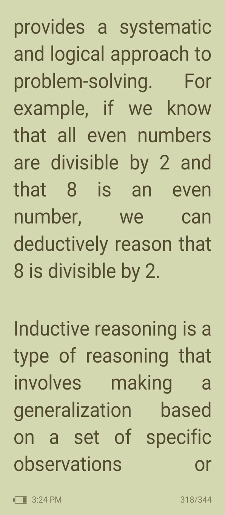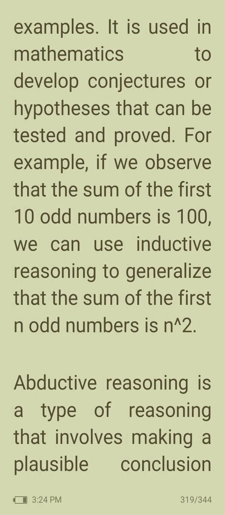Next, inductive reasoning is a type of reasoning that involves making a generalization based on a set of specific observations or examples. It is used in mathematics to develop conjectures or hypotheses that can be tested and proved. For example, if we observe that the sum of the first 10 odd numbers is 100, we can use inductive reasoning to generalize that the sum of the first n odd numbers is n squared.